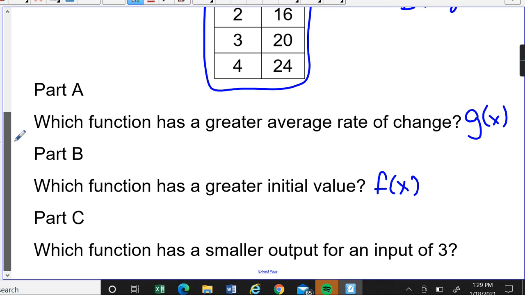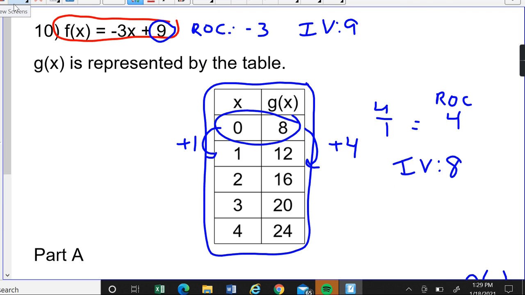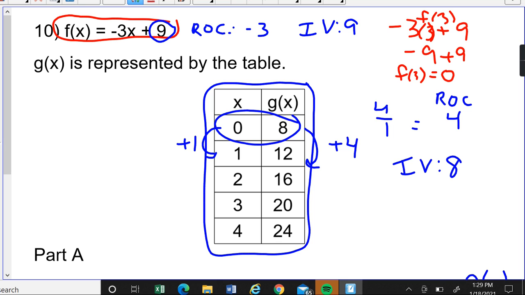Part C, which function has a smaller output for an input of 3? So looking at the equation, I don't see an output for an input of 3, but I know how to find it. I could take the equation negative 3x plus 9 and put in an input of 3, right? Replace x with 3. That's an input of 3 and solve it. Negative 3 times 3 is negative 9. Negative 9 plus 9 is 0. So f of 3, right? Output for an input of 3 is 0 for the first function.